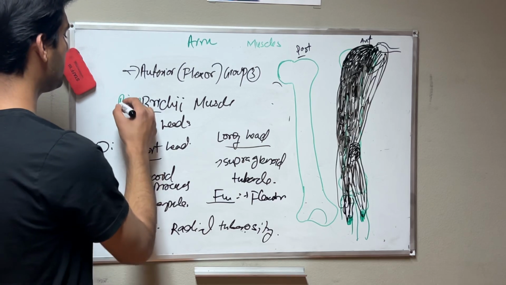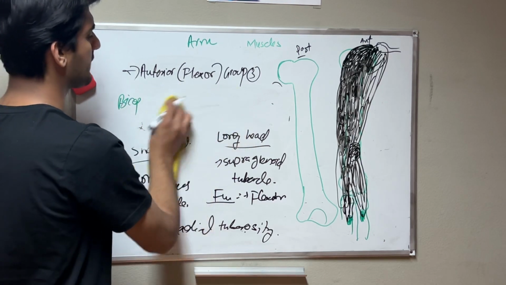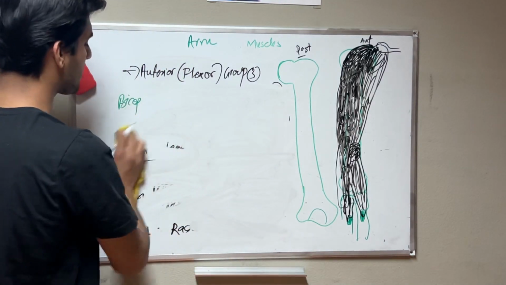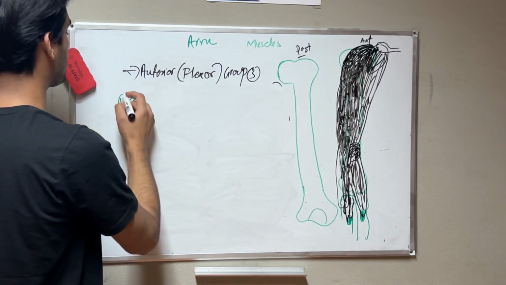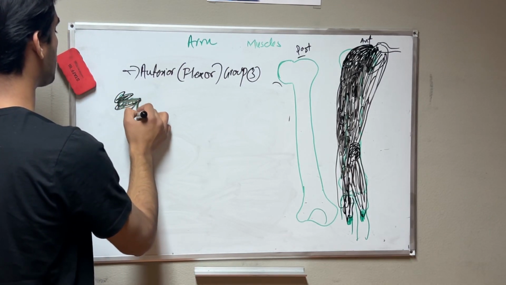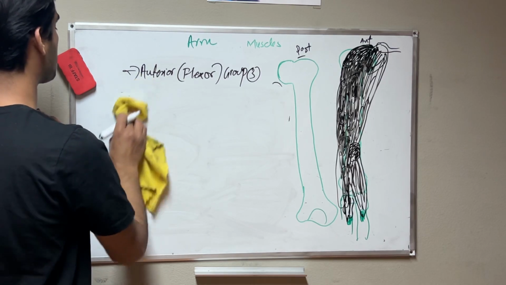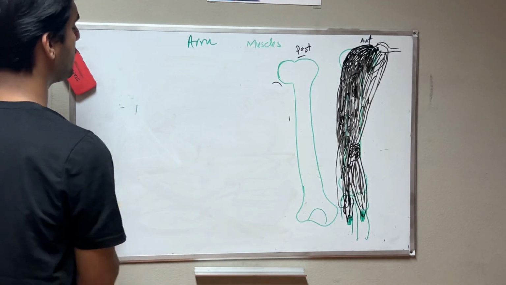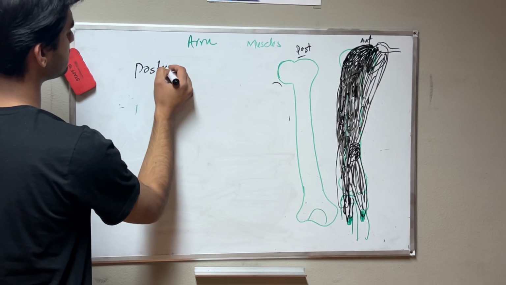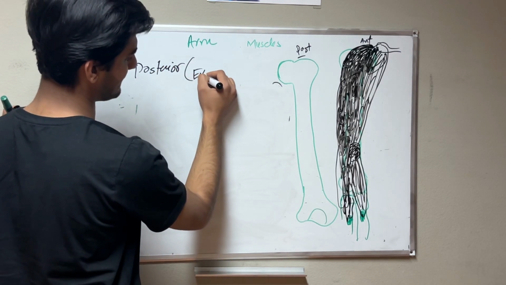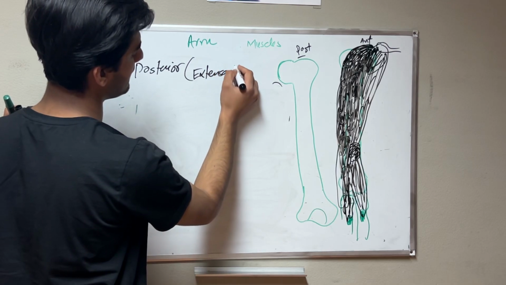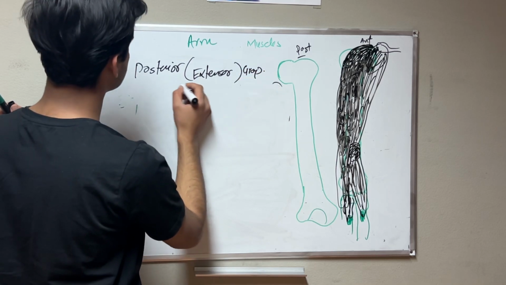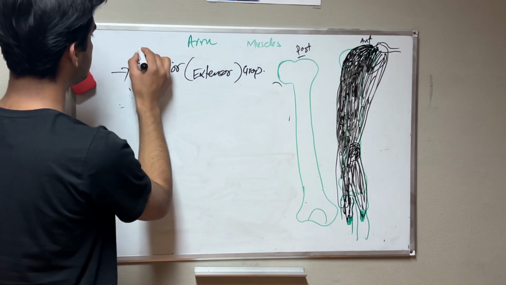Now we are going to discuss the posterior group of the arm muscles. In the posterior group we have two muscles. The posterior group are extensors, because these muscles help in extension of the arm.